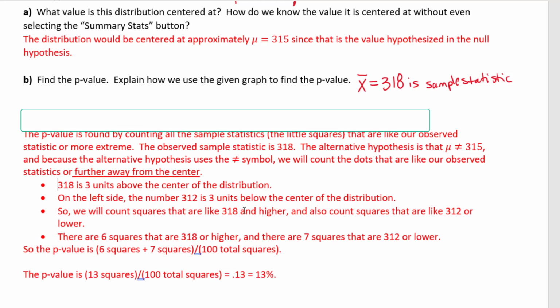So we count squares that are like 318 and higher, and also count squares that are like 312 and lower. There's 6 squares on the right side and 7 squares on the left side. So totally, 6 squares plus 7 squares is 13 squares out of a total 100. So 13 out of 100 is 0.13, 13%. The p-value is 0.13, 13%.